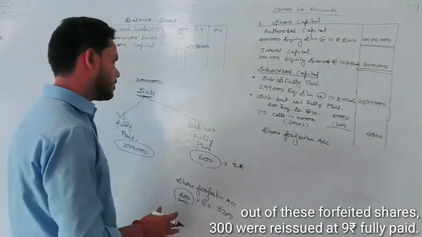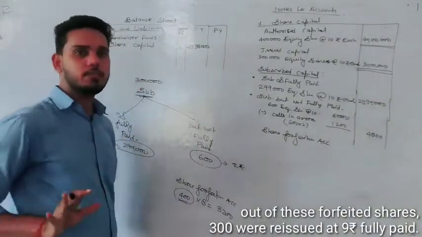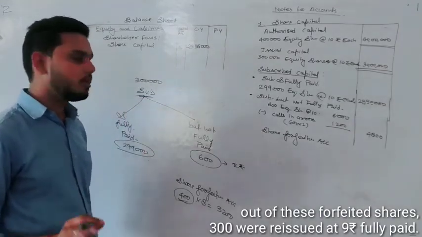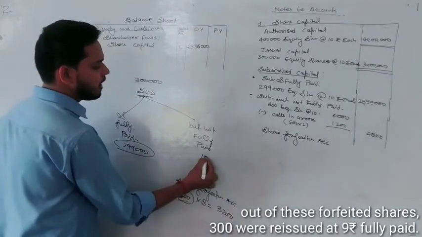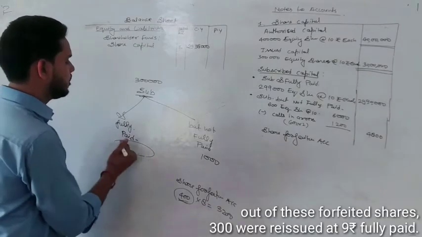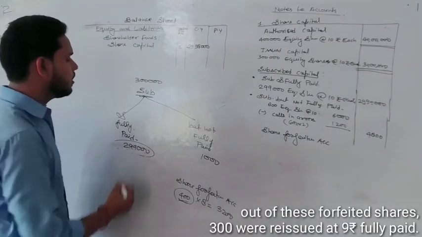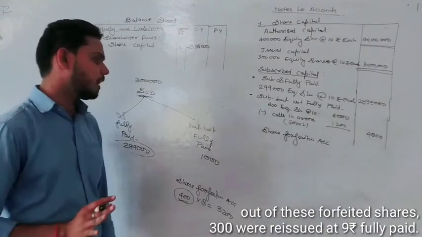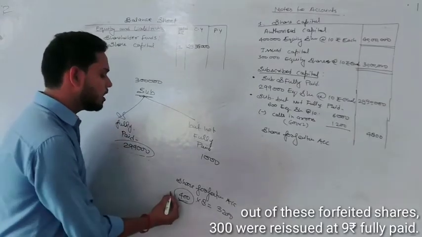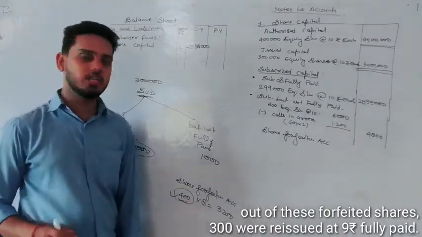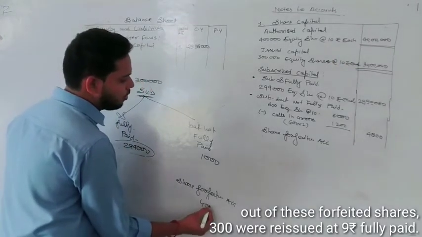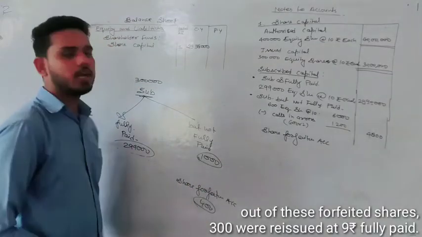So what is it saying in the question? Firstly, there were 3 lakh shares subscribed by the public. Now from this 3 lakh, 1000 shareholders have not paid all the money, so we have categorized 1000 here, and the remaining 2,99,000 here is subscribed and fully paid, right? Okay. Now from this 1000 shares, the company decided to cancel the ownership, that is, to forfeit 400 shares. So we categorized 400 shares in another account known as share forfeiture account.